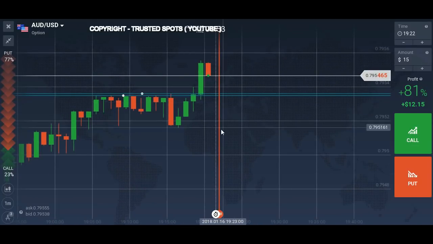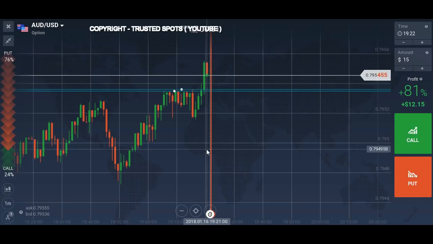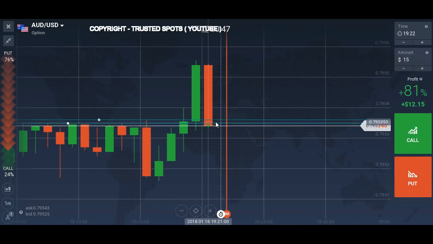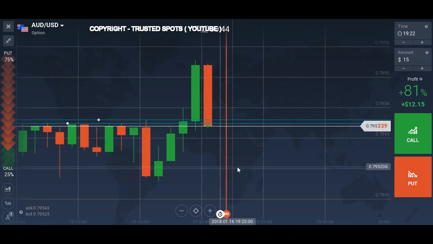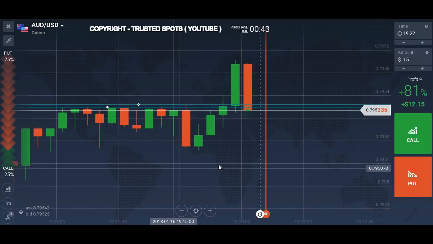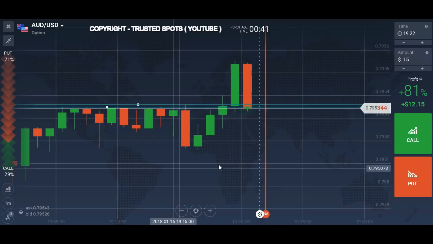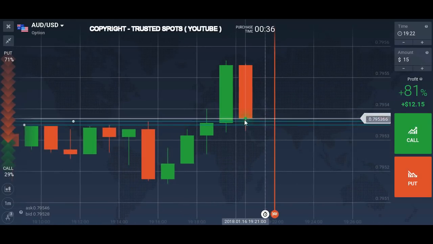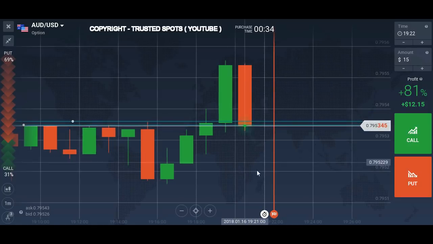It's coming down. Okay, it hit the level, but it's so strong. I will not place any trade right now. I will wait for this candle to close. If this candle closes just above the level, I will trade a call.